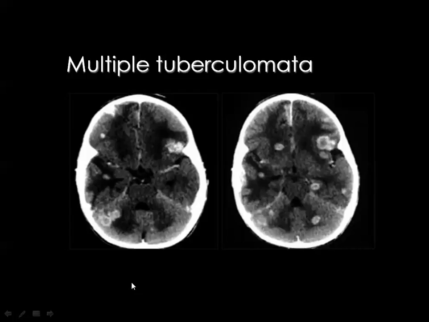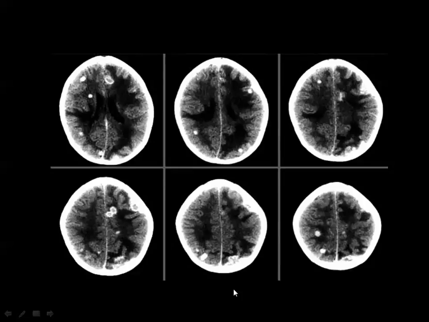tuberculomas. Tuberculomas are characteristically small lesions with a thick enhancing margin, usually referred to in the books as the buttonhole appearance. But sometimes tuberculomas are large and they form tuberculous abscesses. And here you can see a typical example of tuberculomas that are active, as evidenced by enhancement of the wall and the presence of edema surrounding the lesions.